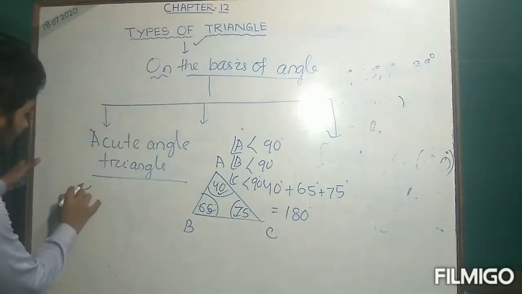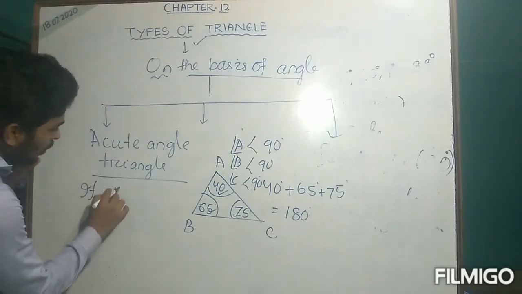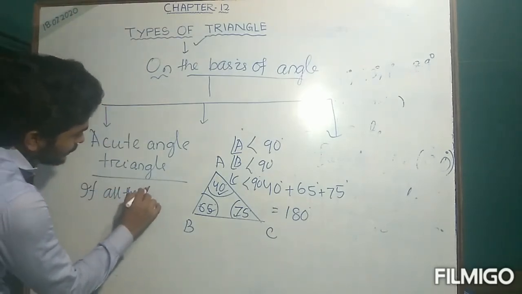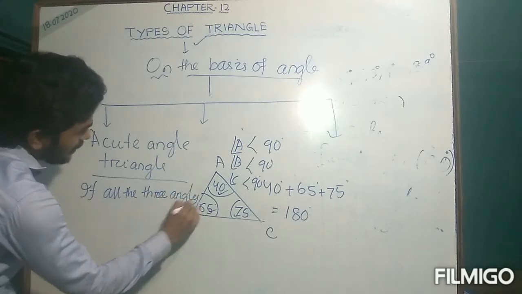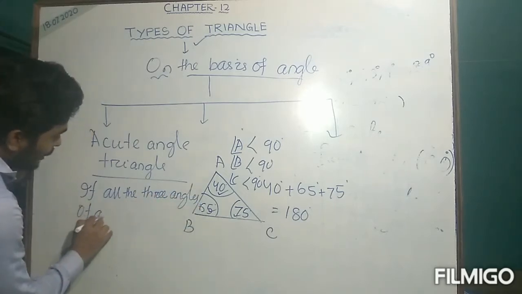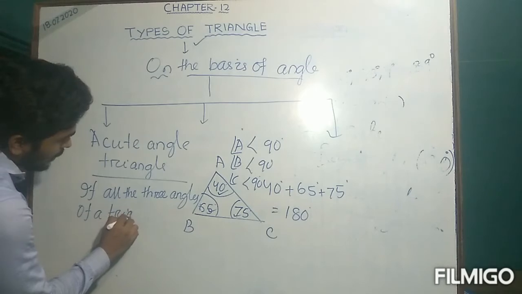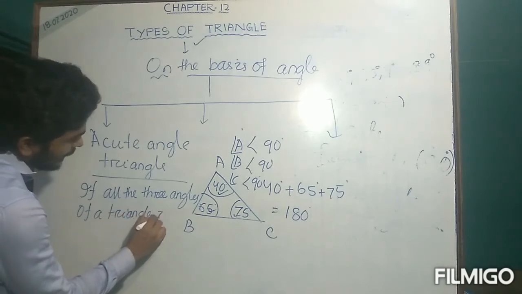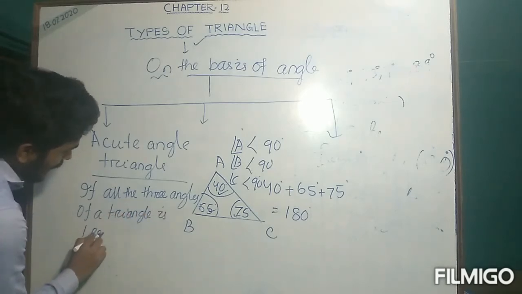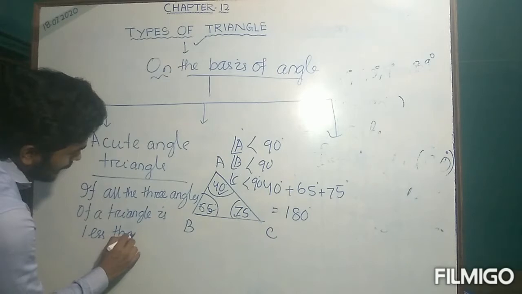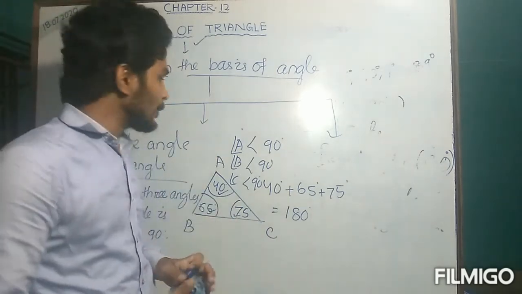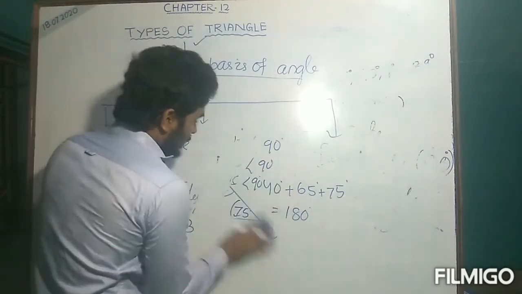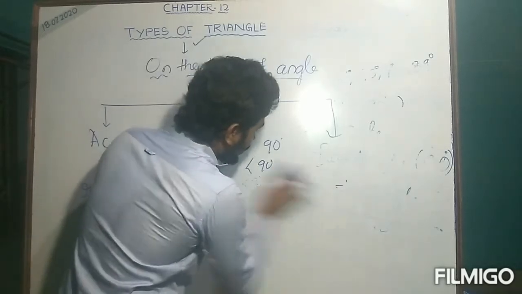Okay. Then write this: if all the three angles of a triangle are less than 90 degree, or you can say are acute, then it is known as acute angle triangle. Okay, it is clear now.